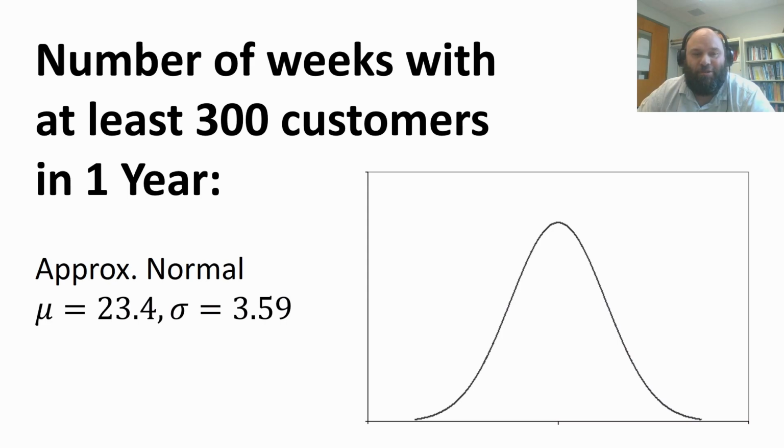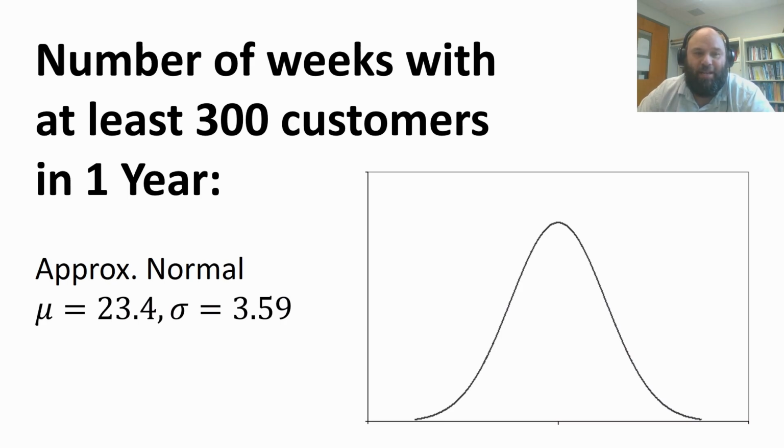Well, using that distribution, I'm not going to ask you to do this, but I went ahead and calculated the mean and standard deviation of the original binomial probability distribution for this random variable. And that's what we use for the mean and standard deviation of its approximation with a normal distribution. The mean was 23.4 and the standard deviation was 3.59.